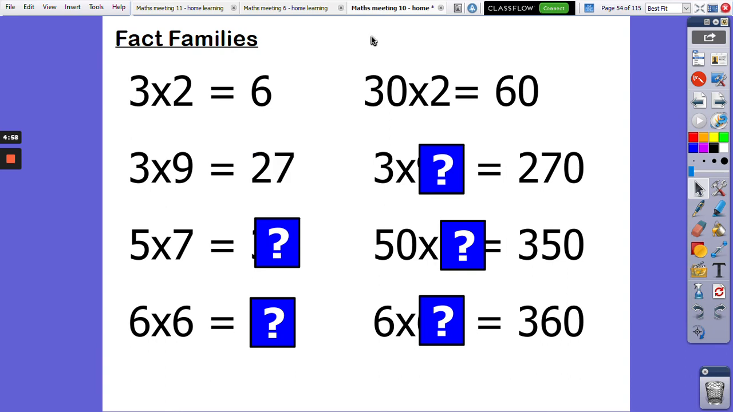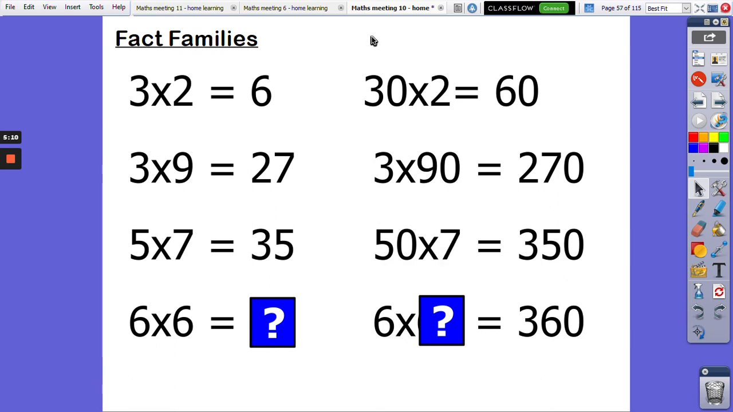3 multiplied by 9 is 27. 3 times what equals 270? 3 times 90. 5 times 7 is 35. So 50 times what equals 350? 50 times 7. 6 multiplied by 6 equals 36. So 6 times what equals 360? 6 times 60. Well done. That's 6 times 6 here, remember? That's a square number. Okay, let's move on.